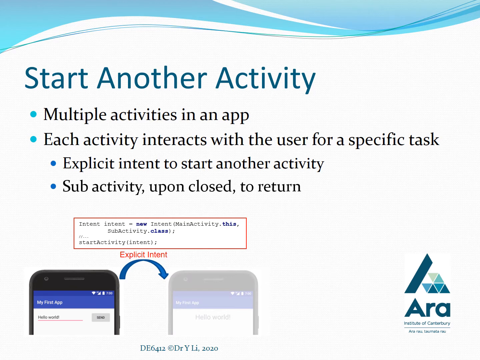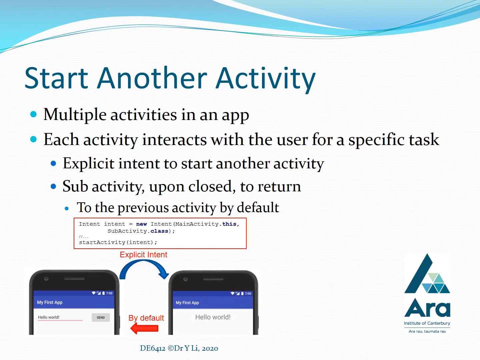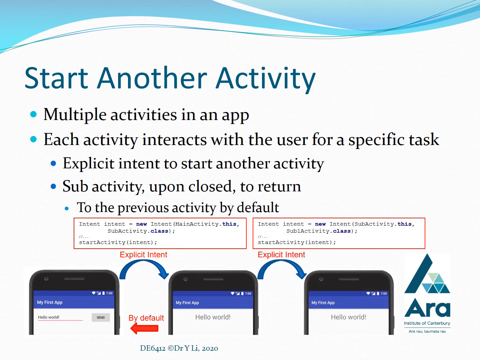When the sub-activity is closed by the user, it will return to the previous activity, the My activity in this case. The current activity can also start another sub-activity in the same way. When it is closed, it returns to this middle one. When the middle one is closed, it will return to the main activity. This is the default setting.